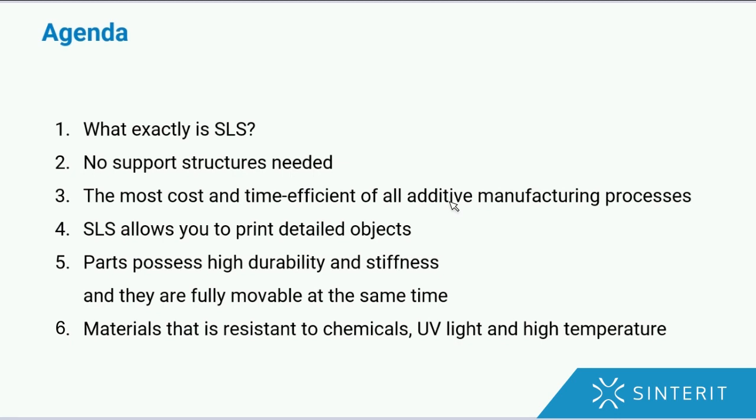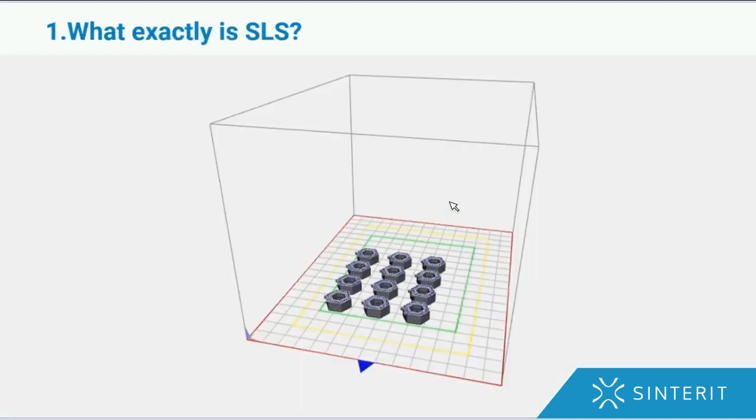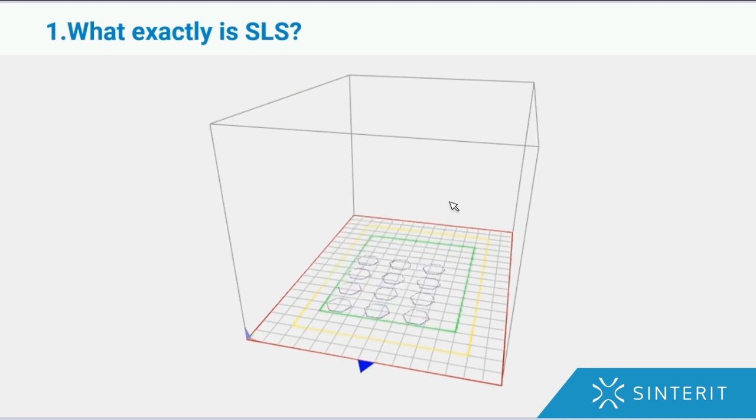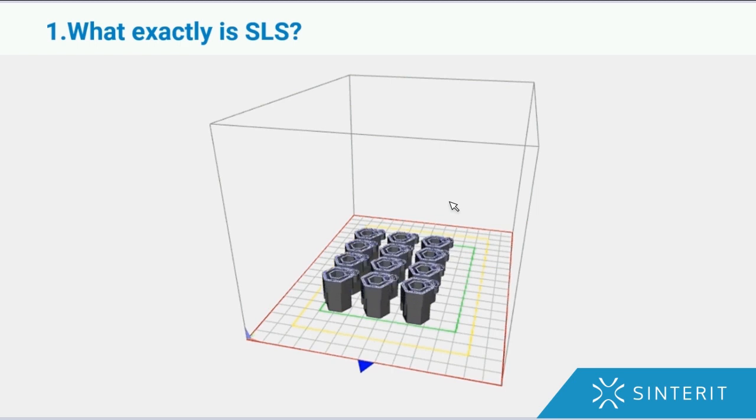So, we must start with the basics. What exactly is SLS? The abbreviation or acronym stands for Selective Laser Sintering. It's a process during which powdered material is heated up and smelted by means of additional energy provided by a laser. A layer of powder is rolled across the top, and then it's fused together. The process is repeated until all layers are sintered into one durable object.